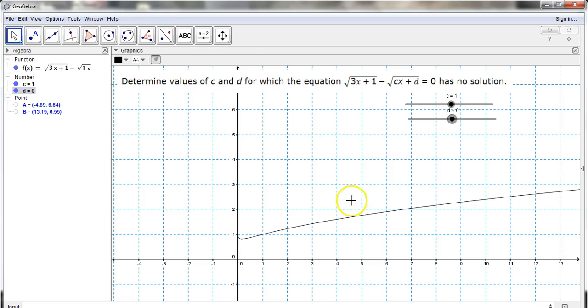Anyways, we want to get it like here, I think would work, where we don't have a solution, where the graph doesn't equal 0 or cross the x-axis. So this, I think, would be a solution where c is 1 and d is 0.